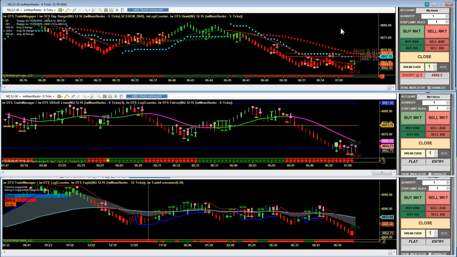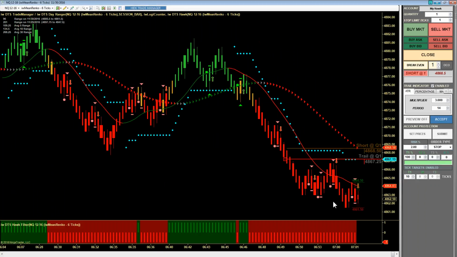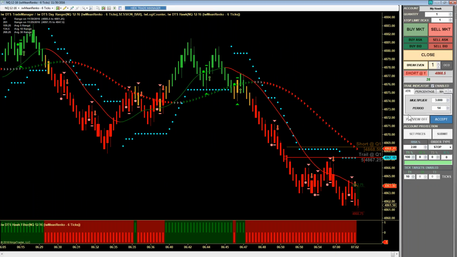All right, let's see here. So our hawk trade is working out pretty well. And again, let your pocketbook be your guide. If we can get one more little push here, I'm going to move to a parabolic mode, which is going to protect more of the open profit.